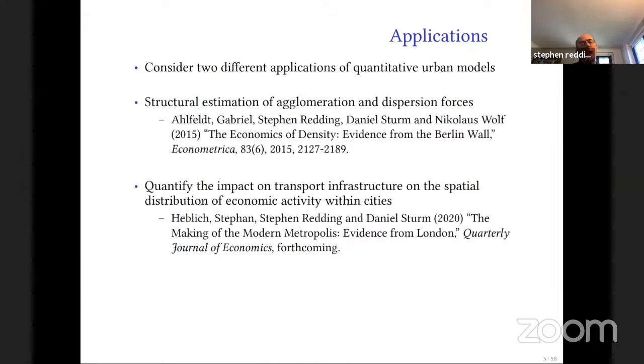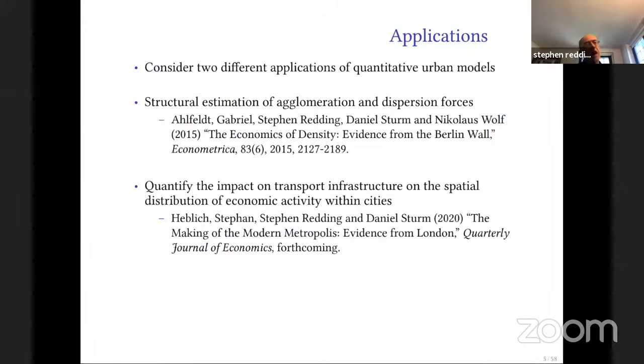In particular, we're going to develop a framework where we can not only analyze one quantitative urban model, like in the Berlin paper, but a framework that nests an entire class of quantitative urban models. So the quantitative approach in the second paper is going to be much more general because it nests an entire class of different quantitative models, and I'll flag some of the advantages of that.